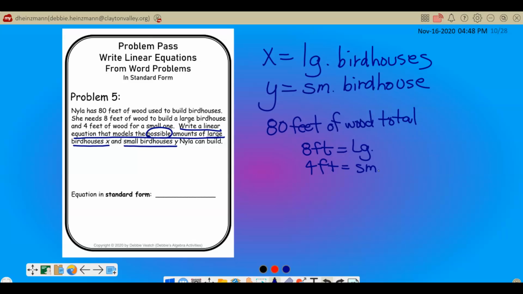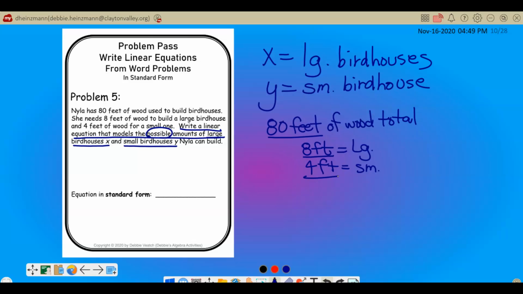So when you're looking at a problem that is worded like this, where the units of the things you are comparing are exactly the same. She has 80 feet of wood. It takes 8 feet to make one large birdhouse. It takes 4 feet to make a small birdhouse. All of these units are the same. That should clue you in that you are writing an equation in standard form.